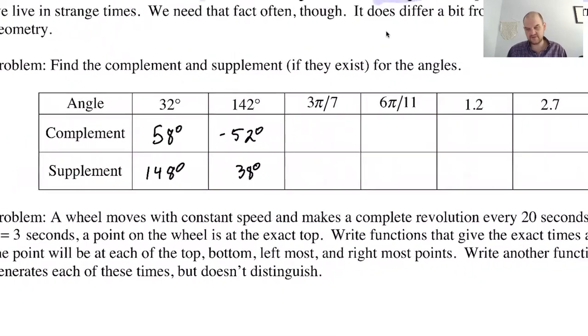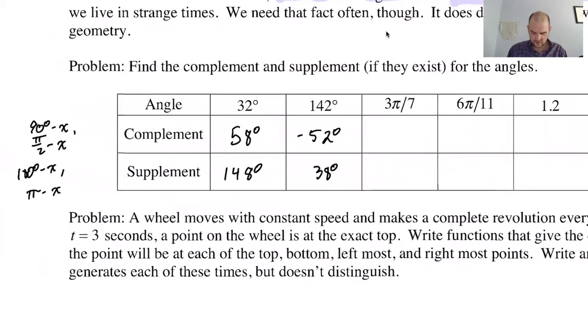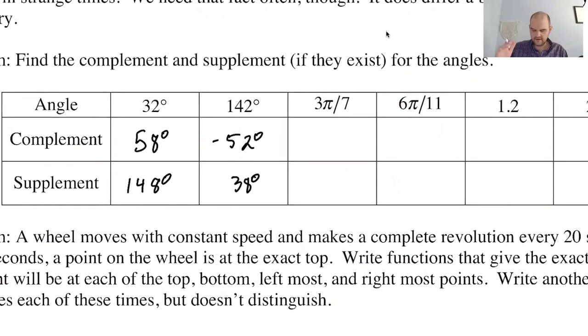Next row, the next two columns are in radians, so we're going to use the other formulas. So here's the thing, you want to develop sort of a number sense for radians, and it's not that easy to do, but it's not that bad. So pi over 2 is half of pi. If I want to write pi over 2 with 7 as the denominator, I just need half of 7 in the numerator. So I would need 3.5.